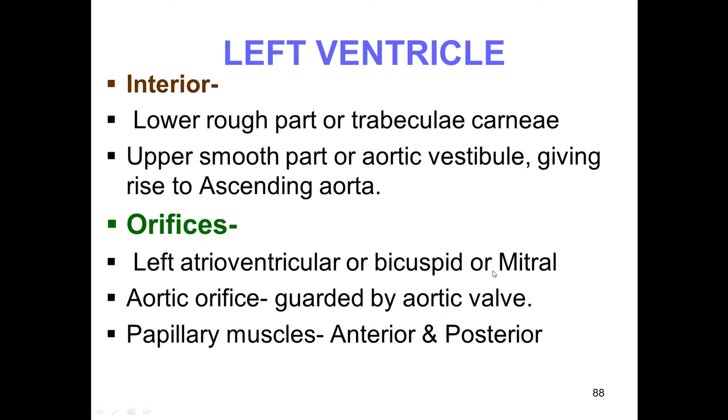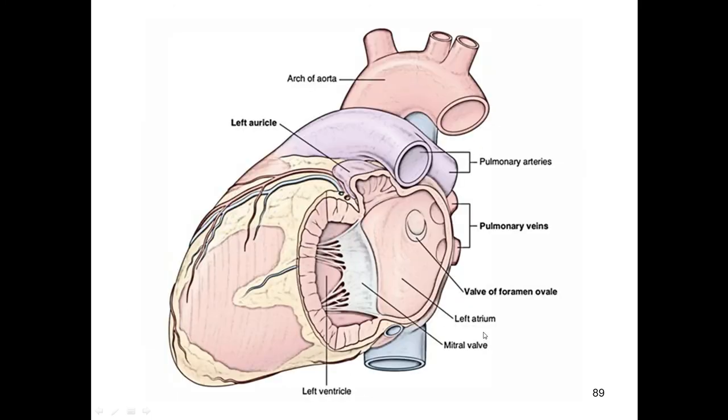And here the papillary muscles are two, anterior and posterior. Anterior and posterior. Here lies the left ventricle. You can see the two cusps, two valves. This is known as a mitral valve.